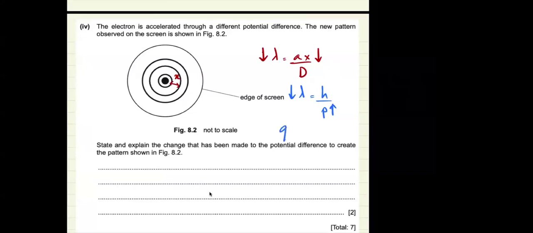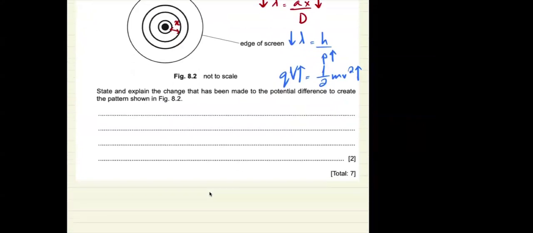Because the accelerating potential equals half mv squared. So if the accelerating potential goes up, the speed also goes up. So you write this idea exactly like this. You will say that the fringe spacing is reduced, meaning the wavelength is reduced. The de Broglie wavelength is reduced. So the de Broglie wavelength could have reduced if the momentum went up. That could have gone up if the speed went up. And that could only have been possible if the accelerating potential difference increases.